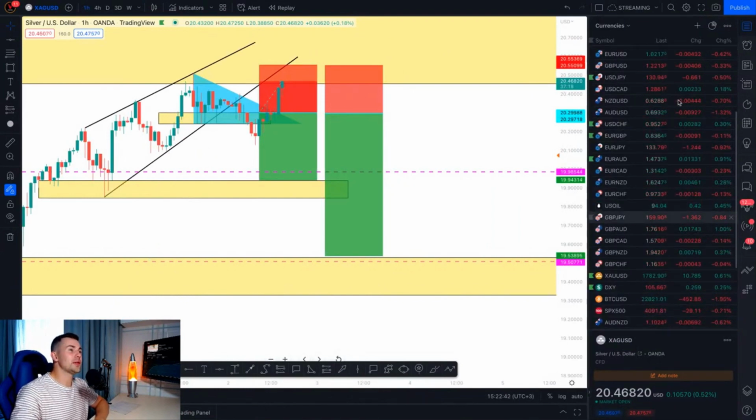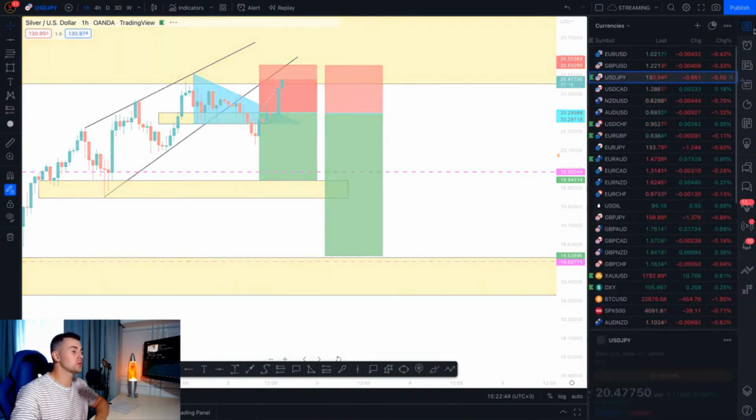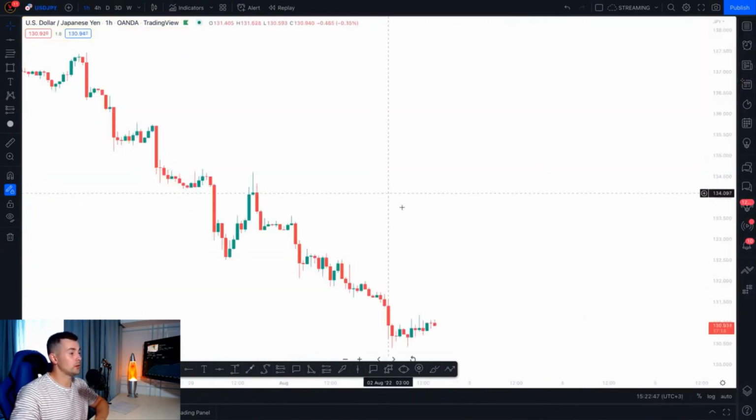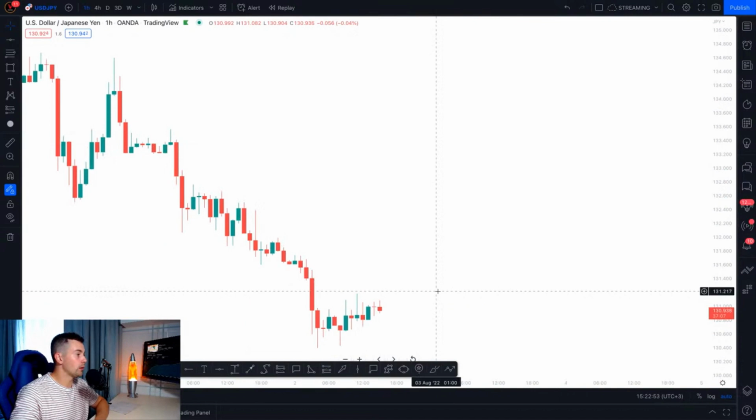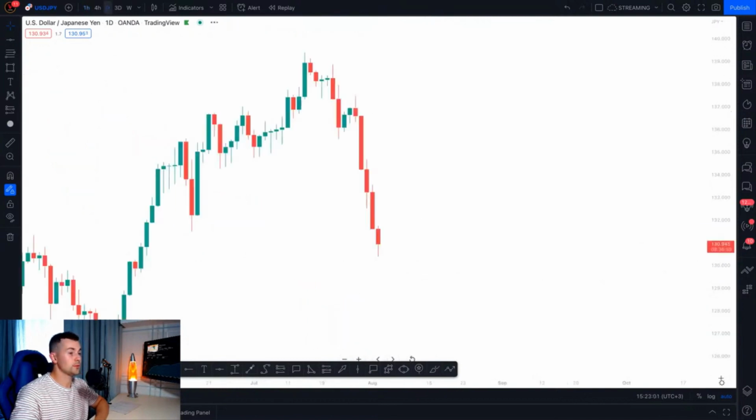Now, about dollar yen, as I told you, I also bought the dollar yen pair. Let me show you what was the reason why I bought dollar yen. So on the dollar yen pair, let me open a daily time frame first.